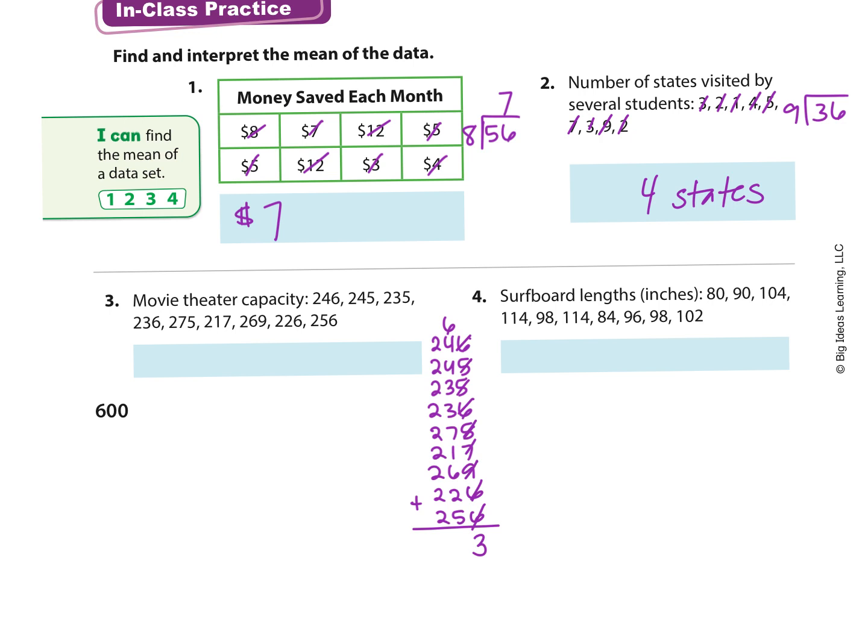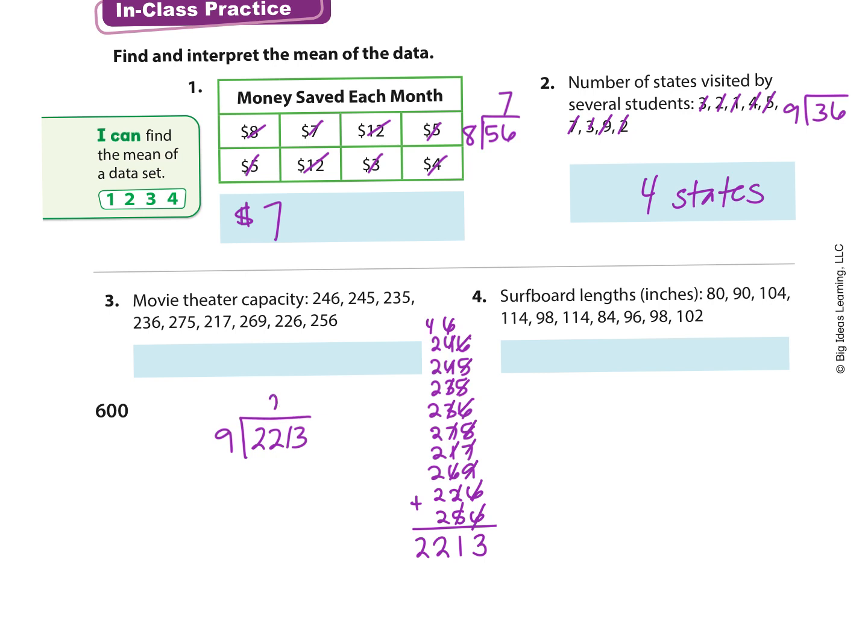Okay. 6 plus 4 is 10. Plus 4 is 14. 17, 20, 27, 28, 34, 36, 41. Okay, now I have 2, 4, 6, 8, 10, 12, 14, 16, 18, plus 4 is 22. Okay, so I'm going to divide 2,241 by how many? 9. 9, because there's 9 pieces of data.